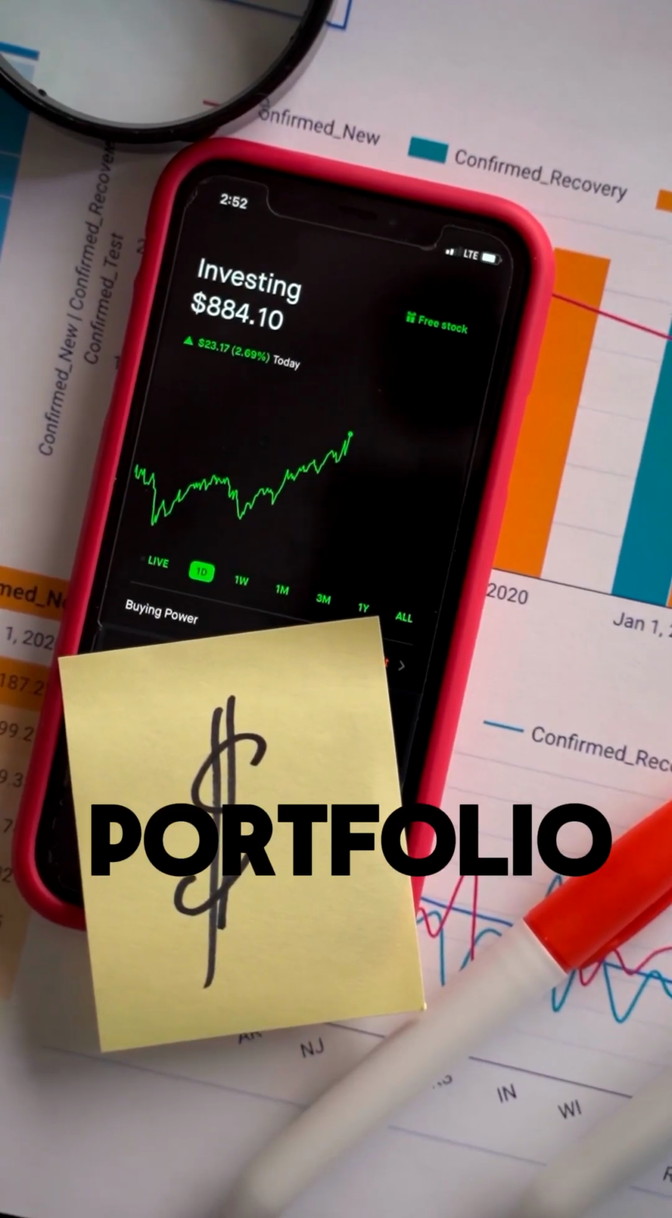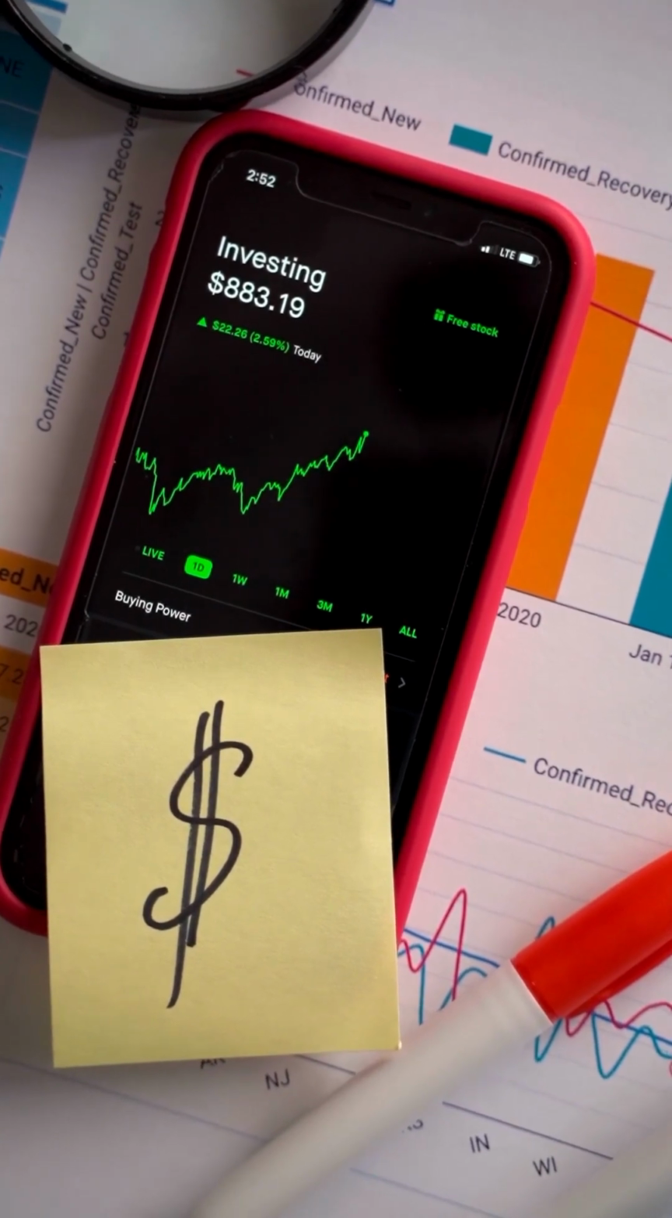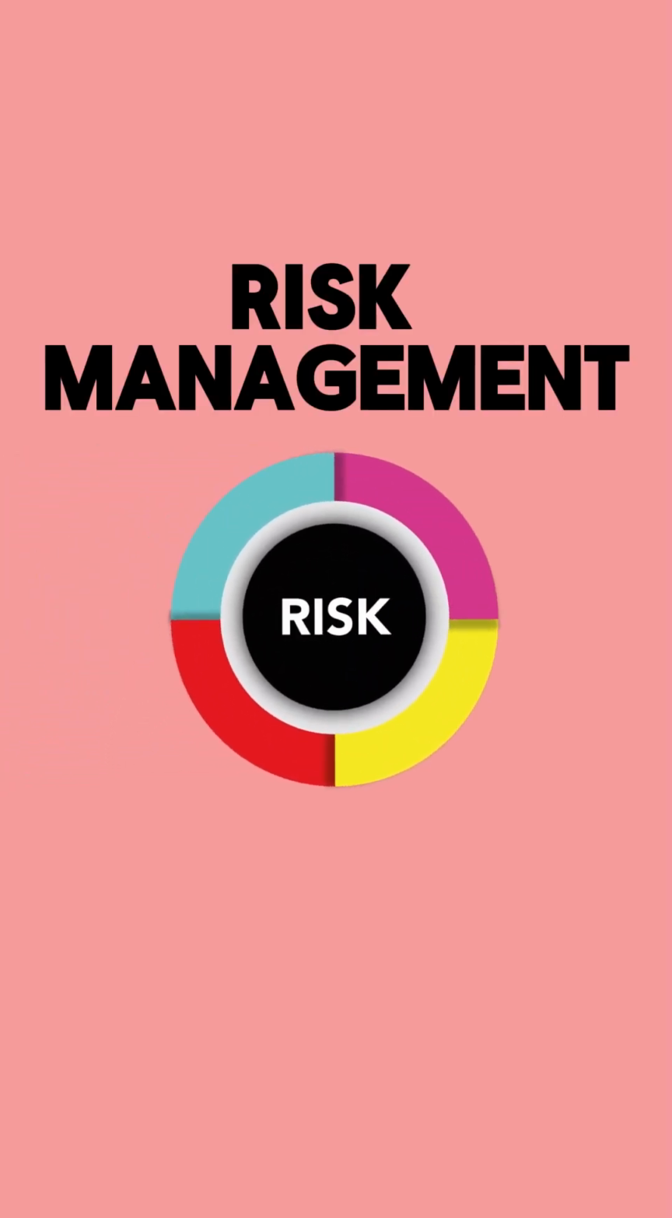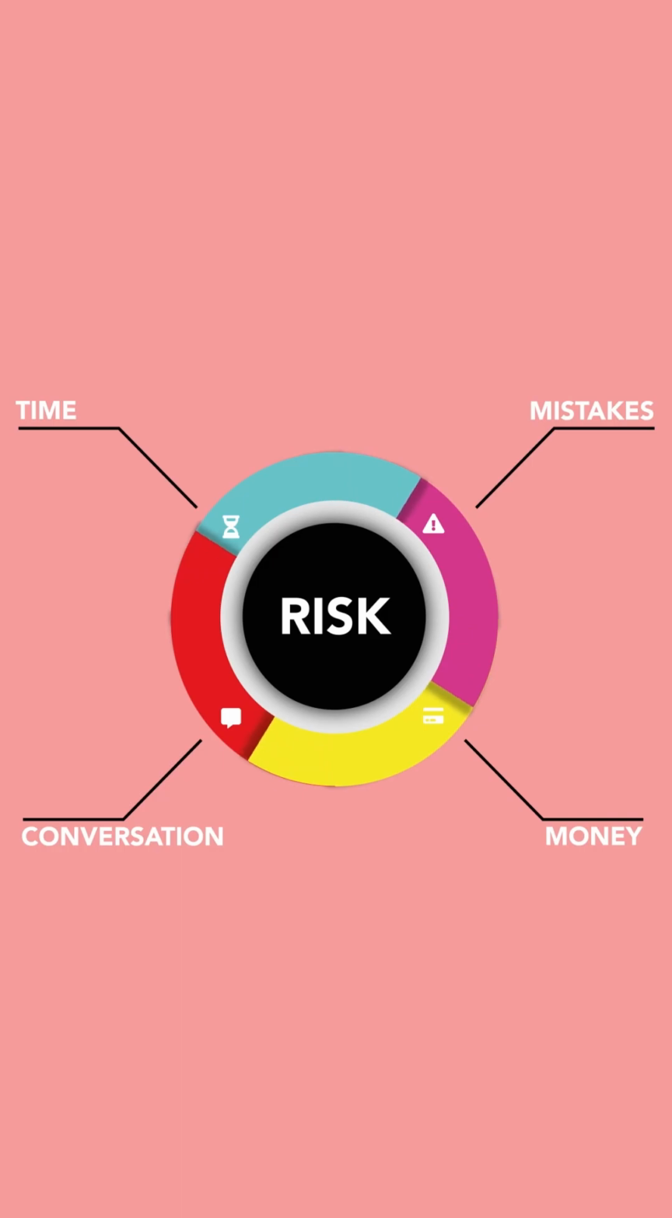Portfolio. This is a collection of investments owned by an individual or institution, which may include stocks, bonds, mutual funds, and other assets. Risk management. This is the process of identifying, assessing, and mitigating risks to protect against potential losses. It's like having a safety net for your investments.